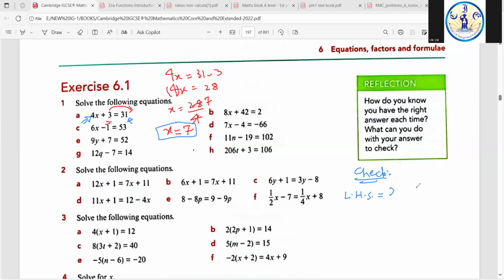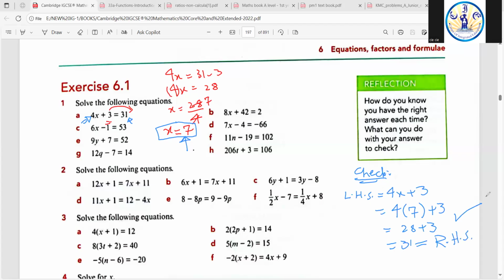4x plus 3, and 4 times, now I'm going to replace the value of the variable x, that is 7, plus 3. 4 times 7 is 28, and when you add 3 to that, you get 31. Yes, that is equal to the right hand side of the equality. That means our answer is correct.